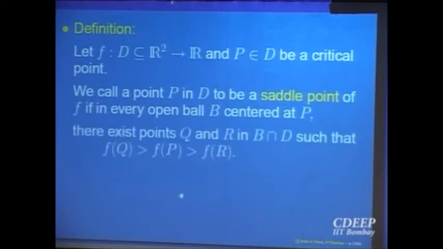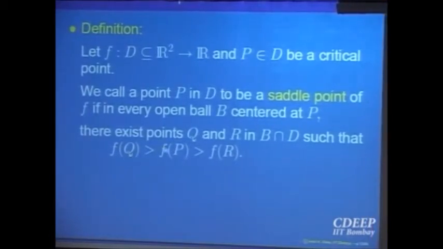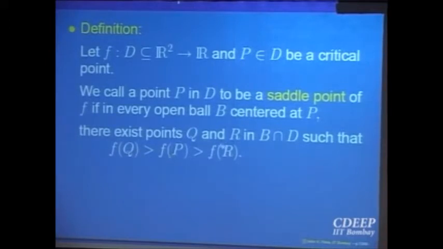Howsoever small the neighborhood may be, I can find points Q and R, right? At one point the value is bigger, at the other point the value is smaller. So let us write that precisely. There exist points Q and R in the open ball such that f of Q is bigger than f of P, which is bigger than f of R. So howsoever small the neighborhood of the point P may be, there is a point Q where the value is strictly bigger than f of P, and there is a point where the value is strictly less than the value at P. Such points are called saddle points for the function. So among the critical points, a point could be a point of local maximum, a point of local minimum, a saddle point, or it may not be anything. This is the definition for a function to have a saddle point.